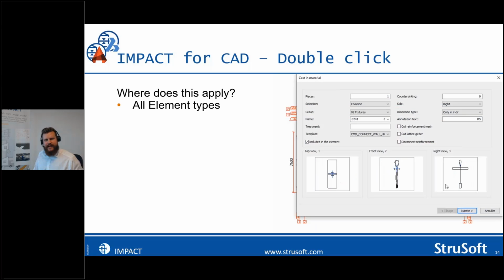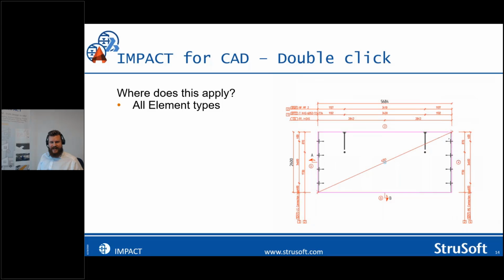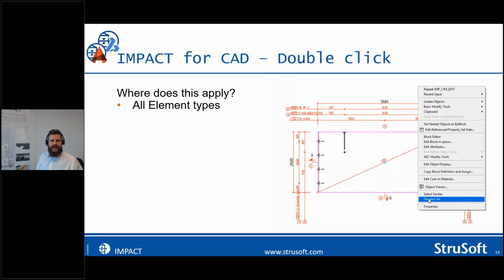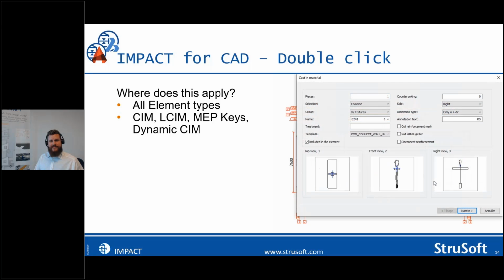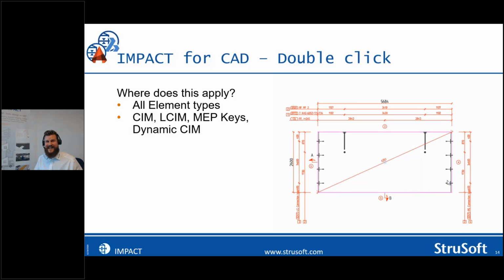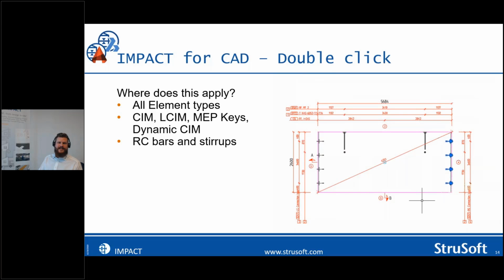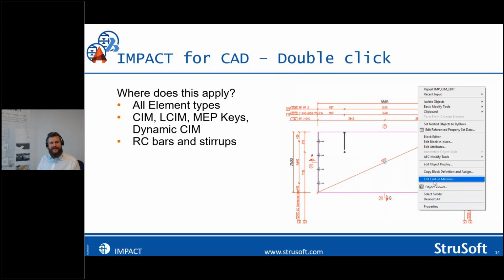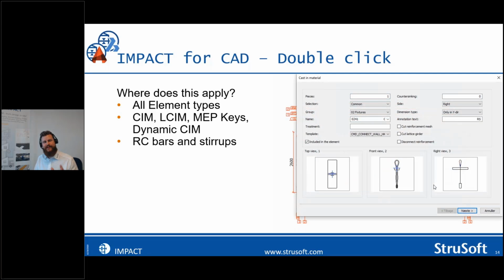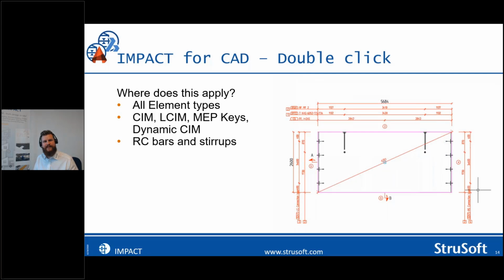So summing it up, this works on all element types. It also works on casted materials, linear casted materials, electrical keys, dynamic casting materials. We keep going here because one thing that we could do before, which is not new for this user conference, but I want to take the time to focus you on it, is the same with reinforcement bars and stirrups as well. You can also double click them. You can also right click them and edit anything you want to edit.